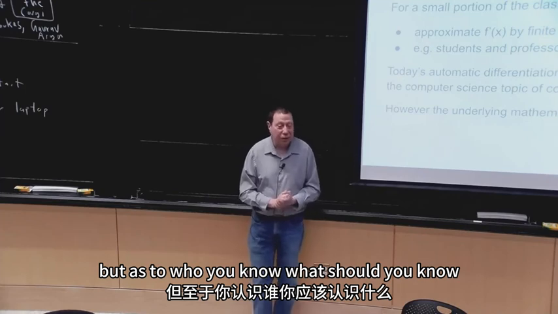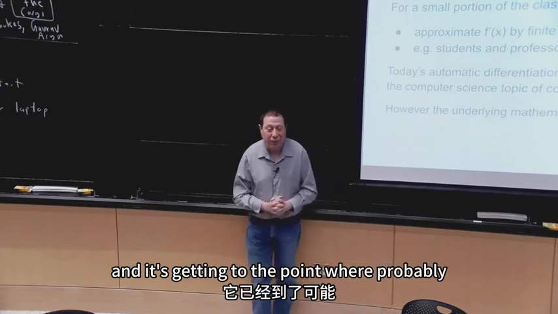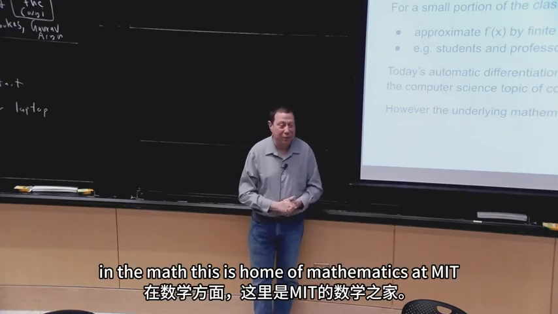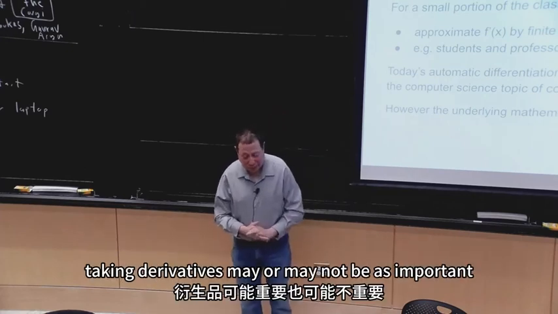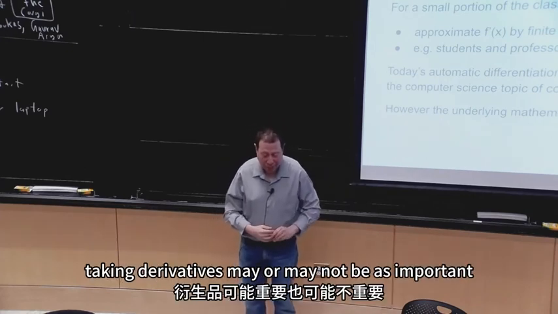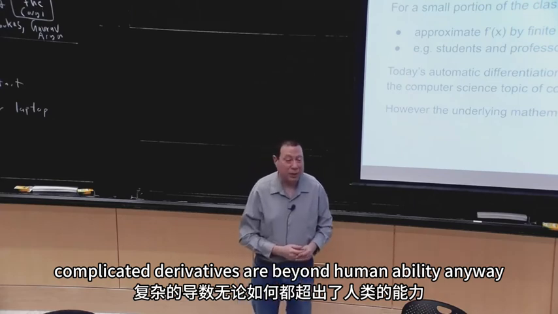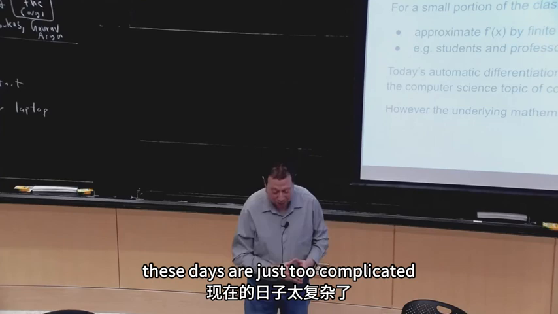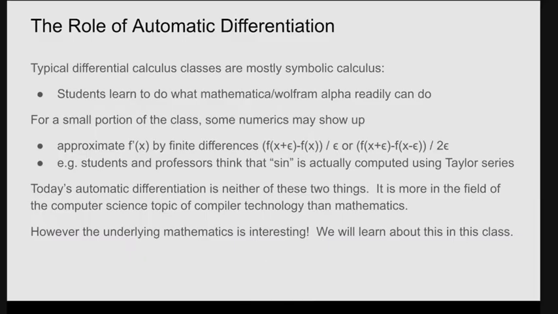But as to what we should do, we don't really think humans should do long division, and it's getting to the point where probably, this may be heresy here in Building 2 in the math department. This is the home of mathematics at MIT, but I would say that taking derivatives may or may not be as important. Certainly, complicated derivatives are beyond human ability anyway. No matter how good you are at it, the things we want to differentiate these days are just too complicated.